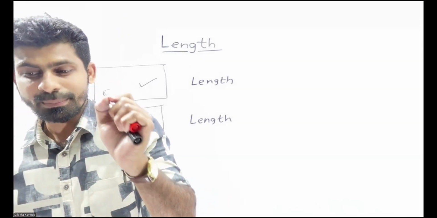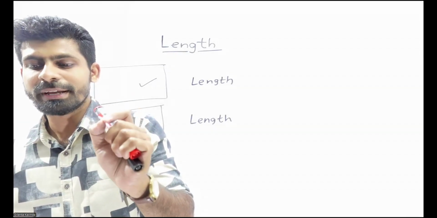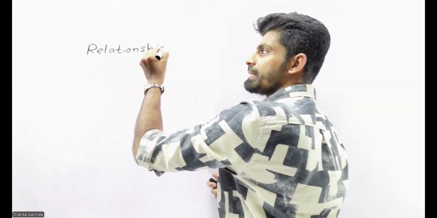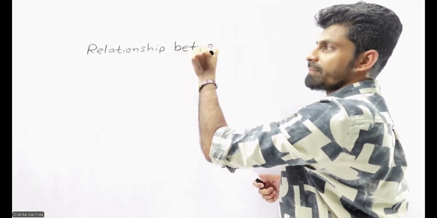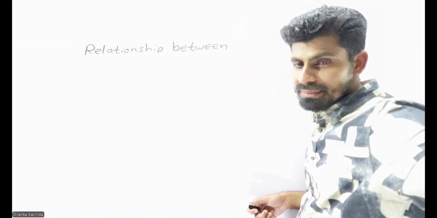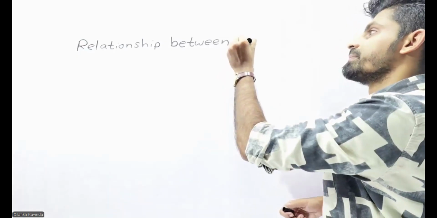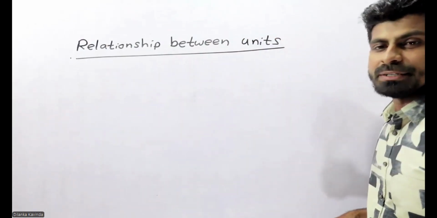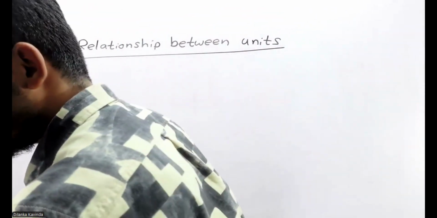Then we can quickly move to the second one. Let's see what are the relationships between units. Look at this one. Relationship, quickly note it down. Relationship between units. What are the relationships between units?